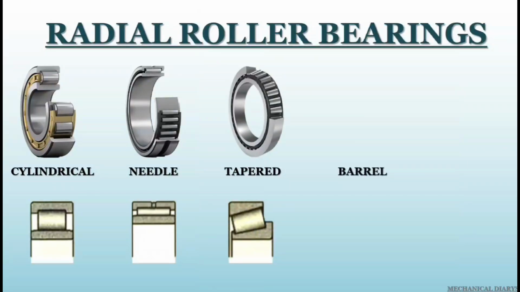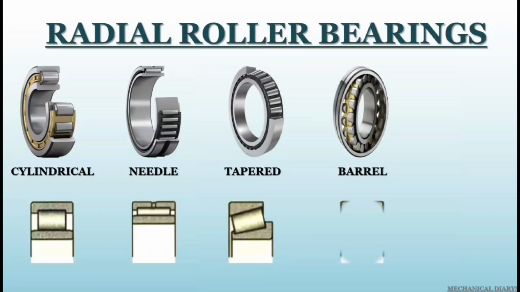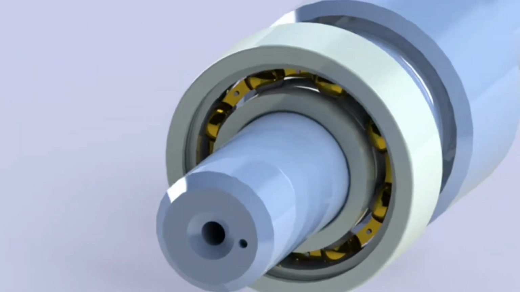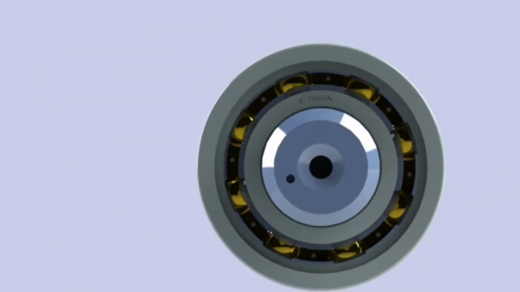Next is the barrel radial roller bearing. These use rollers as the rolling elements and have a high load capacity. Last is the spherical radial roller bearing. A spherical roller bearing is a rolling element bearing that permits rotation with low friction and permits angular misalignment. Up to now I explained the radial load bearings, next I am going to start thrust bearings.